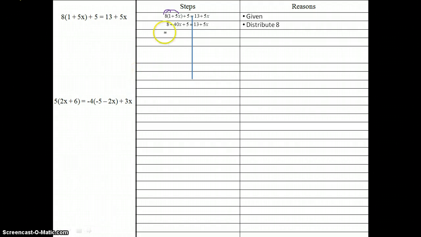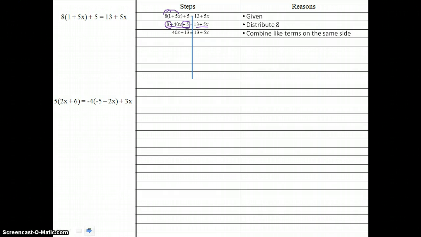So you look at each side of the equal sign. So we're going to look at this side first. Are there like terms? Well, yes. There's 5 and 8. Those are like terms. So you're going to combine those. Then you look at the other side. Are there any like terms? No, so you just bring them down. So we combine and we get 40x, and then 8 plus 5 is 13, and then equals 13 plus 5x. So we combine like terms on the same side.